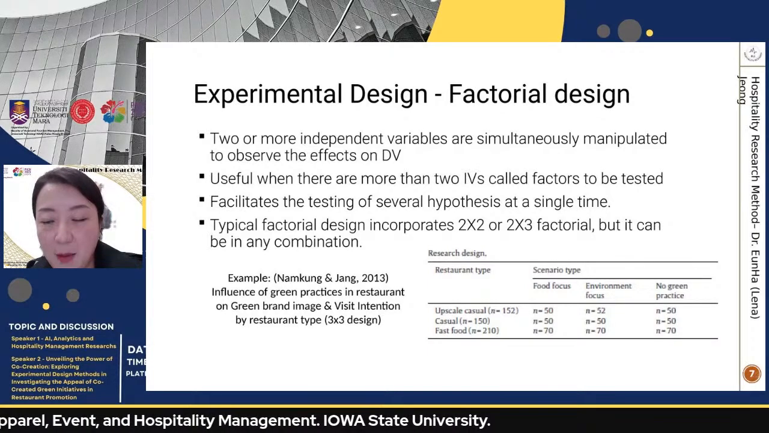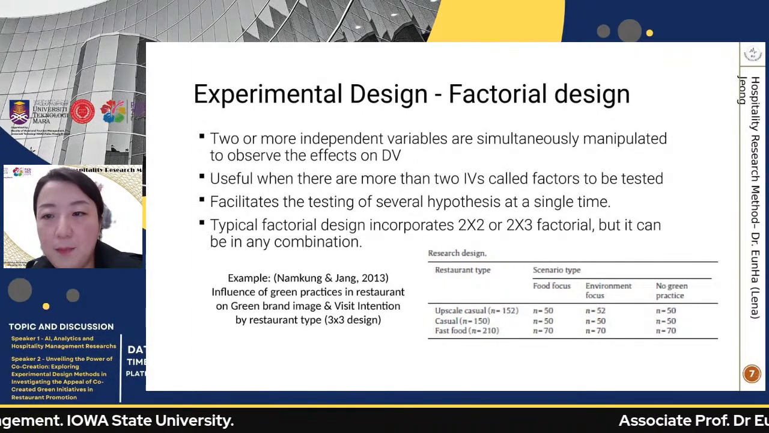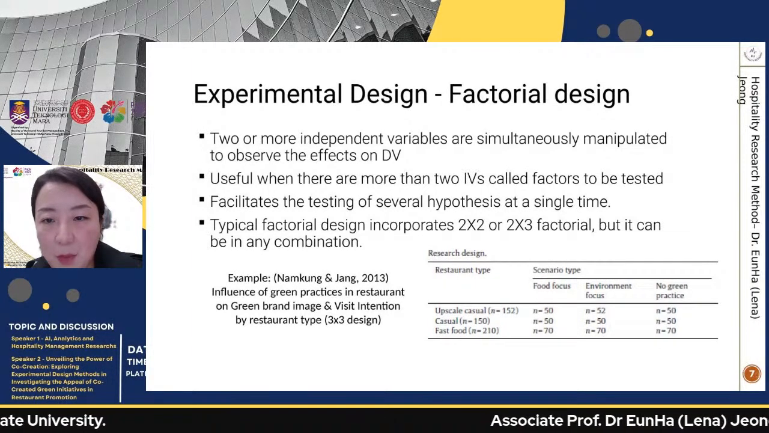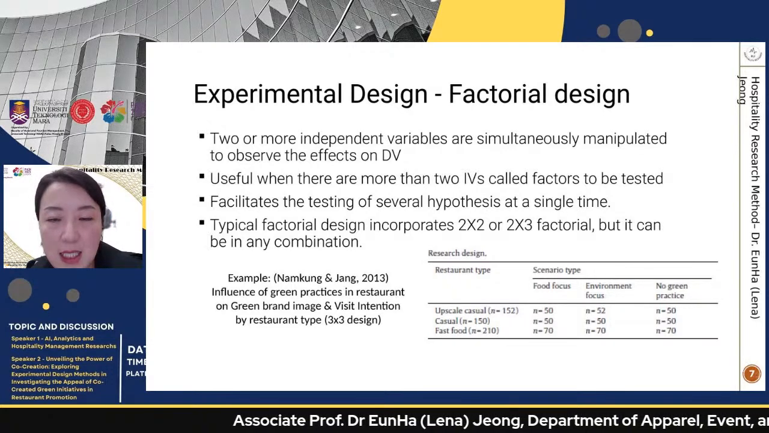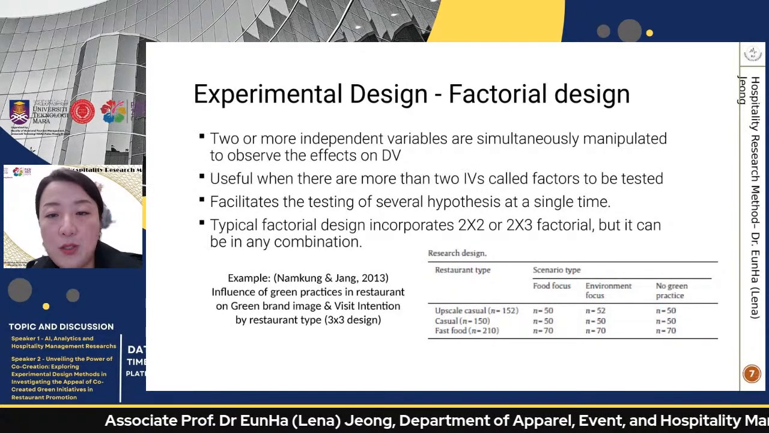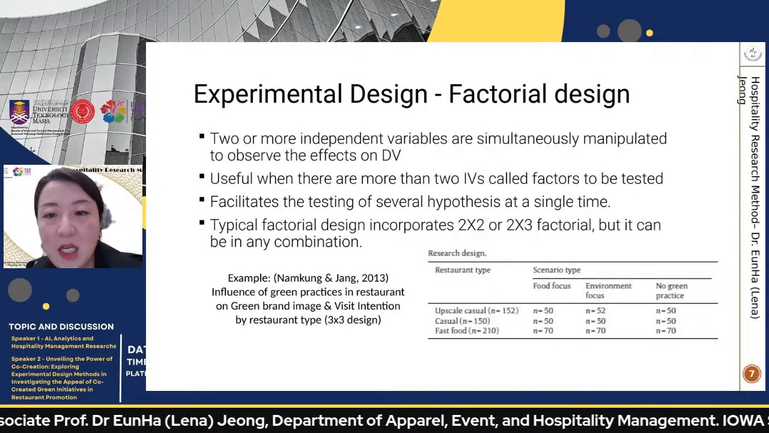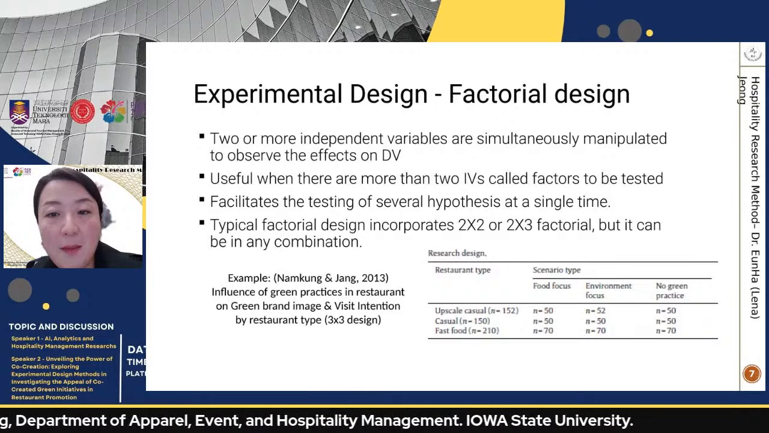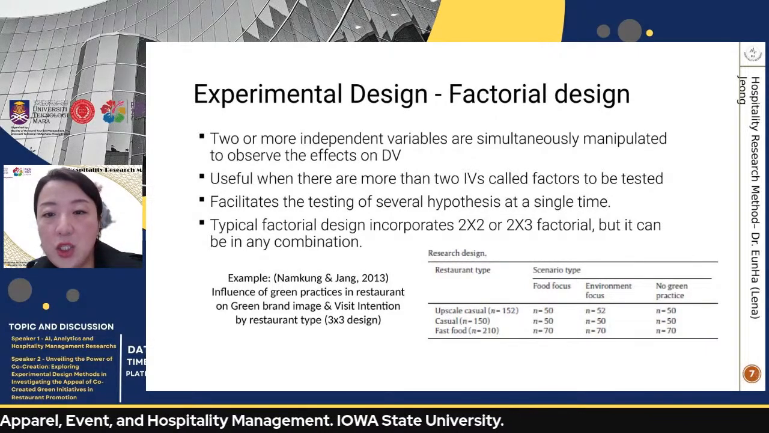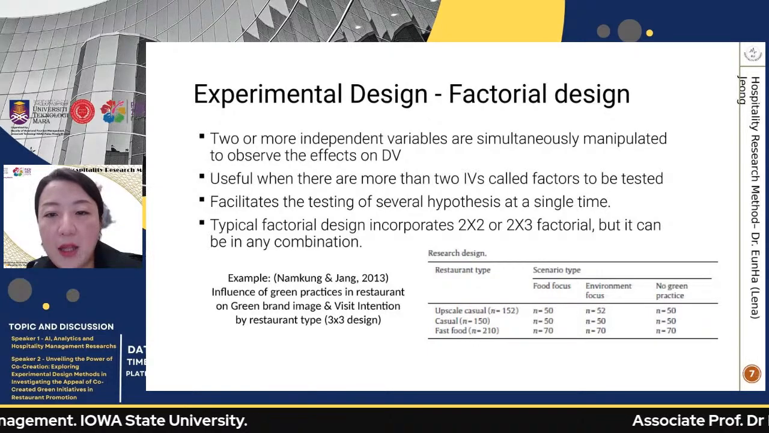This is an example of the factorial design of a study. I pulled that from Namgung and Zhang's 2013 study. In their study, they examined the influence of green practices in a restaurant on green restaurant brand image, and also on visit intentions.